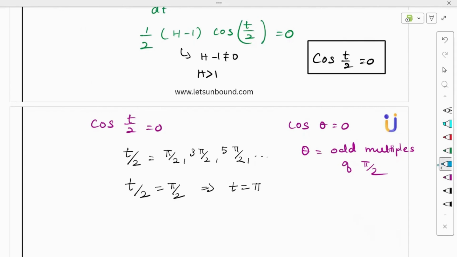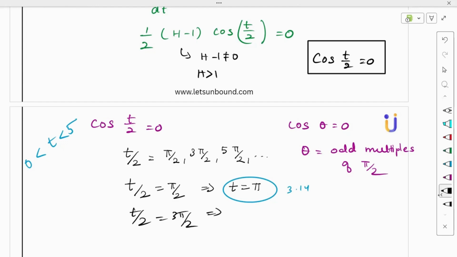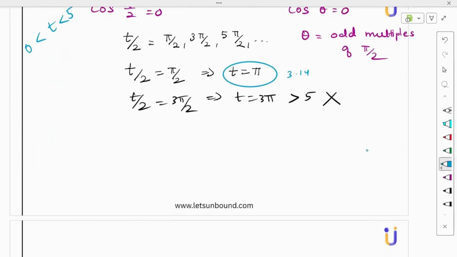You should check whether your t value lies in the range. They expect 0 to 5. Pi is around 3.14, so yes. What if t by 2 equals 3 pi by 2, another odd multiple? Solving for it, t is 3 pi, which is greater than 5, so this will not work out. Of course, 5 pi by 2 and beyond will not work out either. So the only critical point is t equals pi.